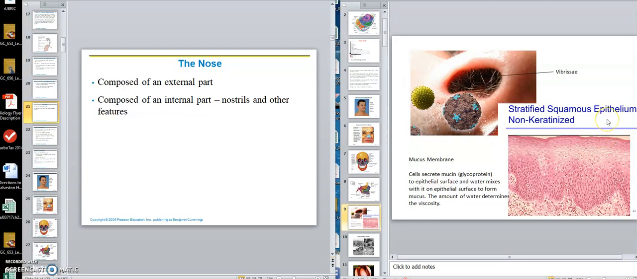Why? On a mucous membrane, because, let's go over here, a mucous membrane lines a hollow viscous area that opens to the outside of the body. Hollow viscous area that opens to the outside of the body. Nose, mouth, anus, vagina, things of that nature.